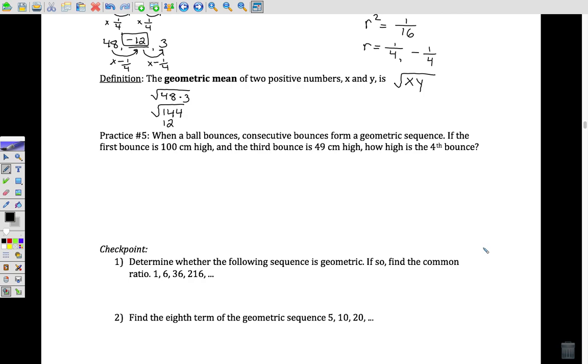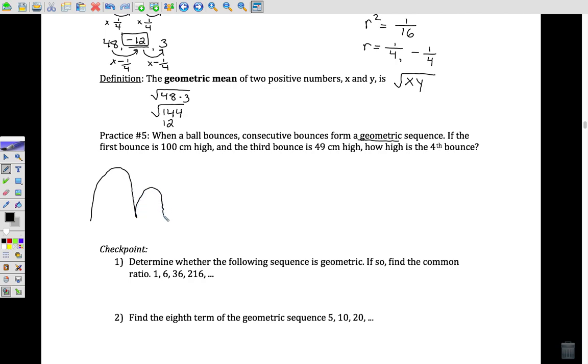To see an application problem of this, let's consider a ball. When a ball bounces, consecutive bounces form a geometric sequence. Again, it's important that it tells us it's going to be geometric. So think about this bouncing ball. On the first bounce, it's 100 centimeters high.